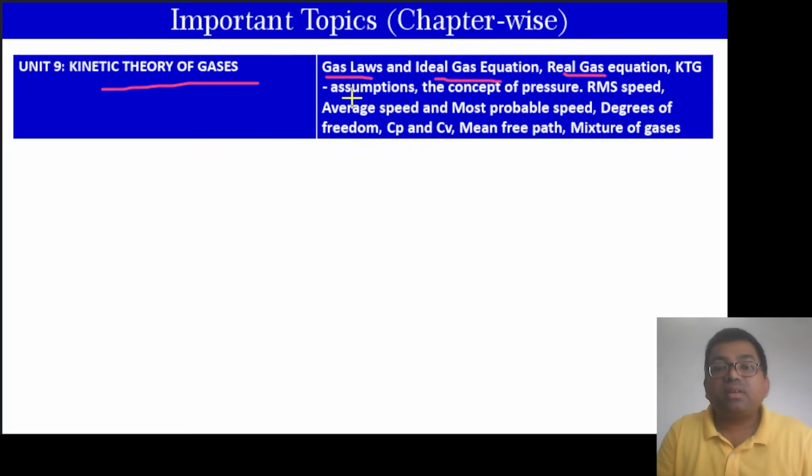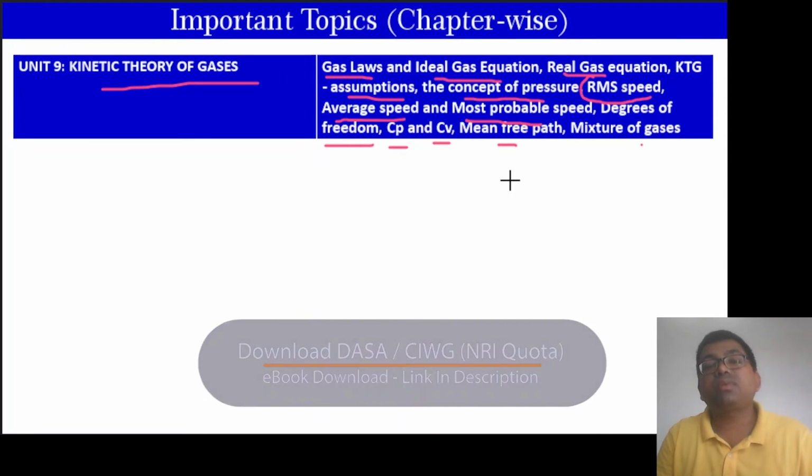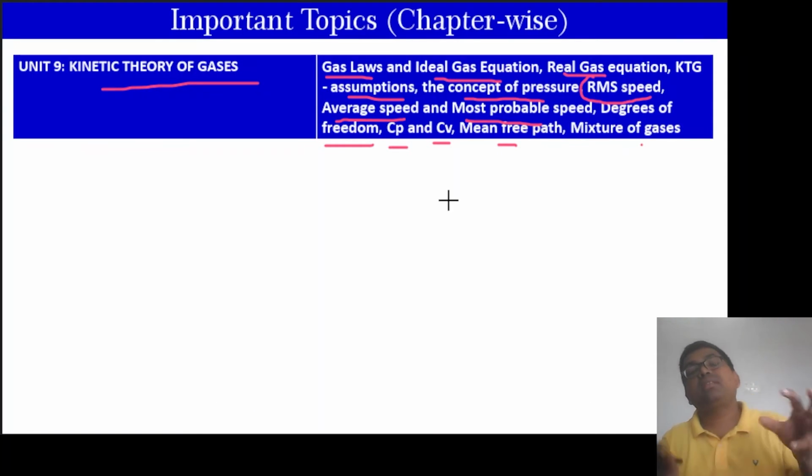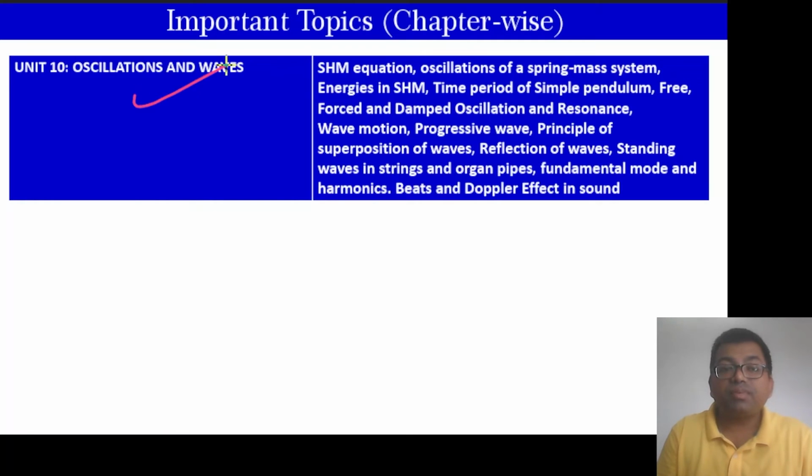Then there are assumptions. There are some theoretical questions that can be framed on that. But calculation-wise, RMS, average, and most probable speed questions, numerical problems can come. Degrees of freedom, CP, CV, mean free path, mixture of gases, these are important topics and they can be clubbed together. Fine, then let us go to the next, oscillation and waves.